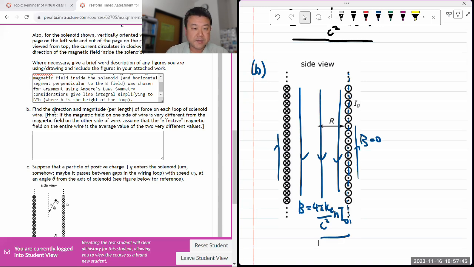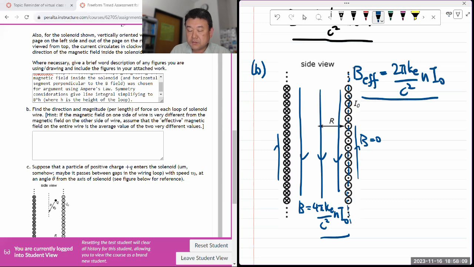And that's why it's giving this hint. If the magnetic field is very different, not smoothly different, from the magnetic field on the other side, the effective field is the average. So for the B effective, based on that hint, I'm going to say B effective is this thing divided by 2, so 2 pi ke over c squared and I naught. That's what I'm going to say is the magnetic field at all the points on the loop along the solenoid, the loop looking like this. So now let's figure out the force.